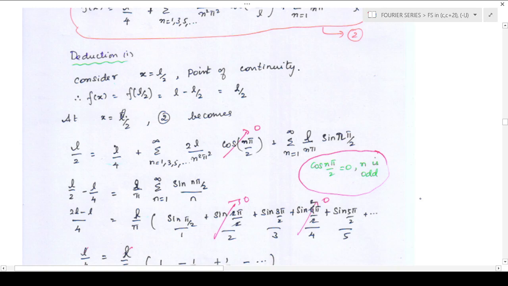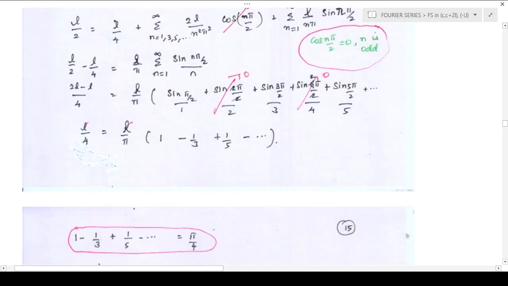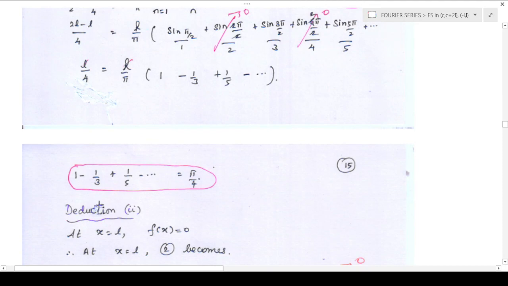So you go as n equal to 1, 2, 3, and so on. When n is 1, sin pi by 2 is 1. When n is 2, the 2 will be getting cancelled, sin pi is 0. When n is 3, sin 3 pi by 2 is minus 1. Likewise, you will be having the terms like this. L will be getting cancelled from both the sides. It is common on both the sides. Then the remaining is like this.